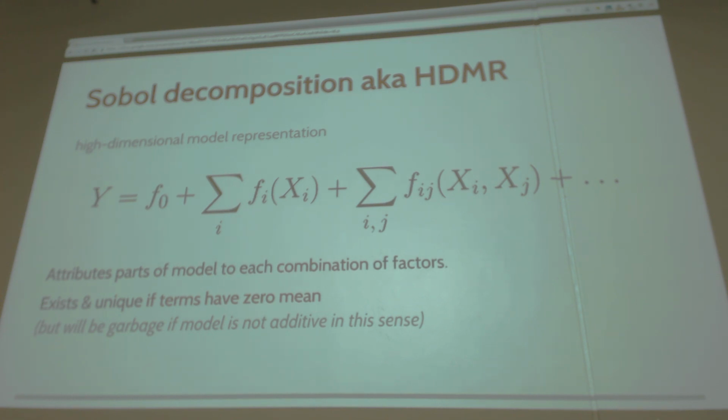So this is what a high-dimensional model representation is about. It's about decomposing the model into a sum of terms attributable to subsets of factors in the hope that large subsets won't matter. So that most of the interactions will be possible to describe in terms of single factors and pairs of them.